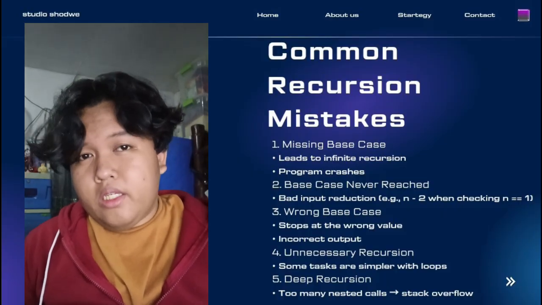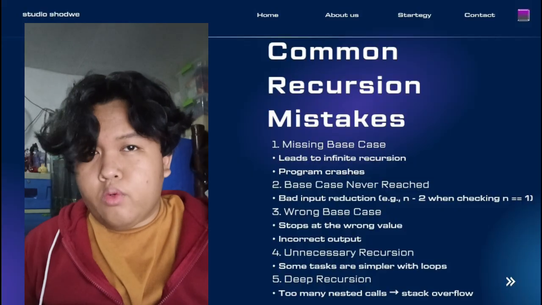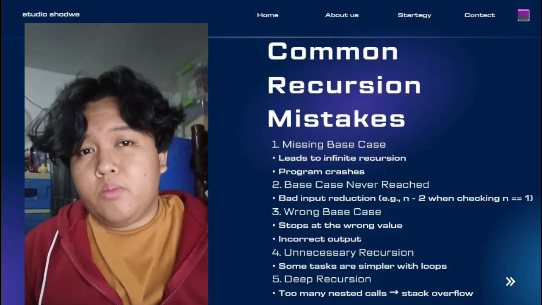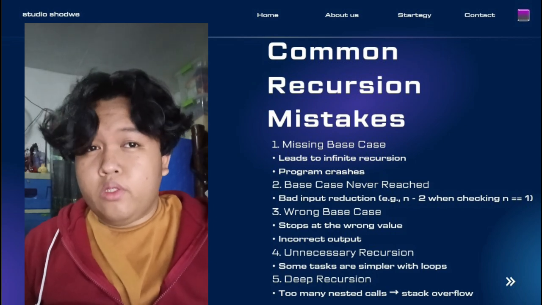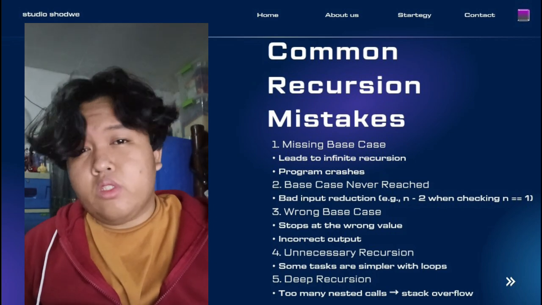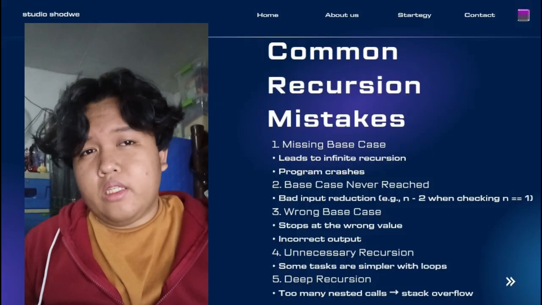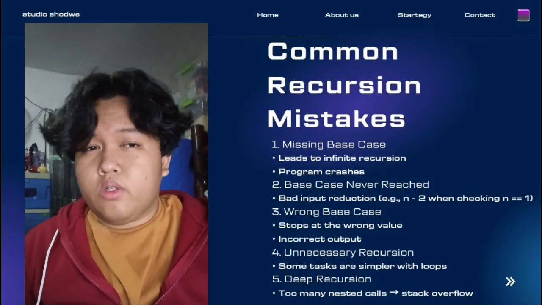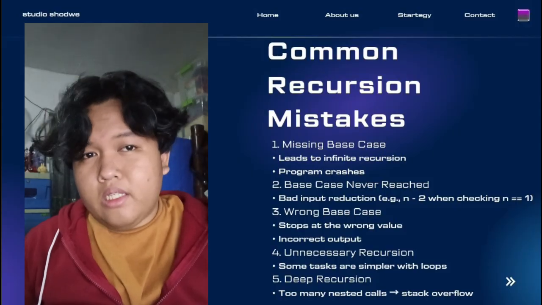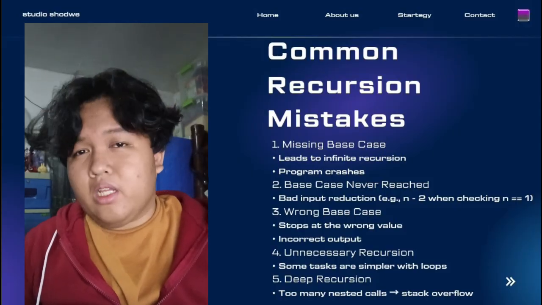The fourth mistake is unnecessary recursion. Some problems simply don't benefit from recursion. Using recursion where a normal loop is easier can make the code slower, harder to read, and even more memory heavy. So recursion should match the problem structure. If it doesn't, it's usually better to just avoid it.